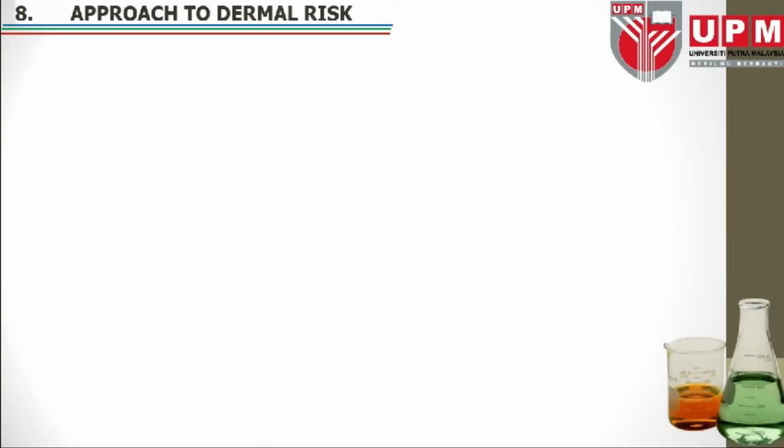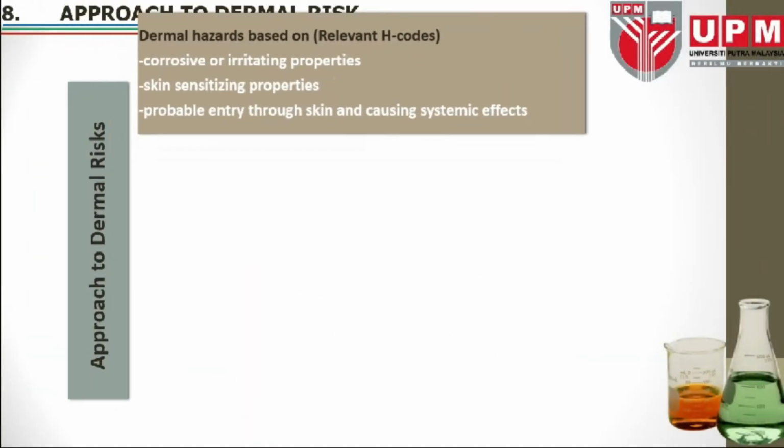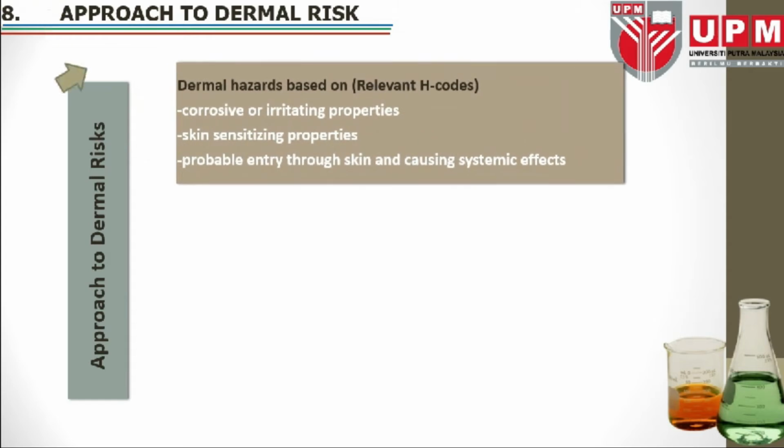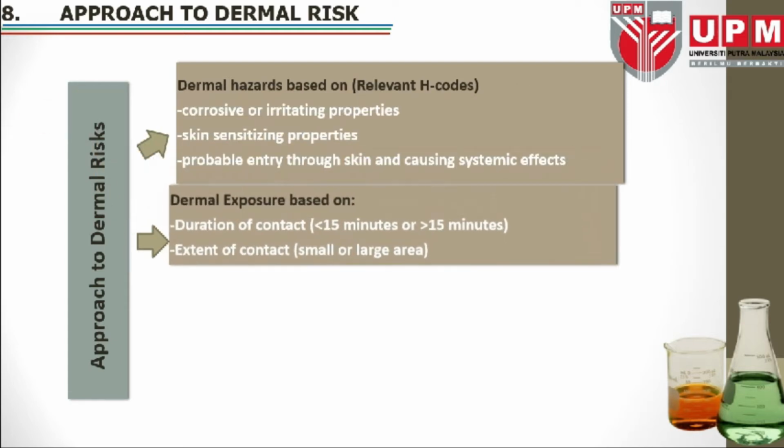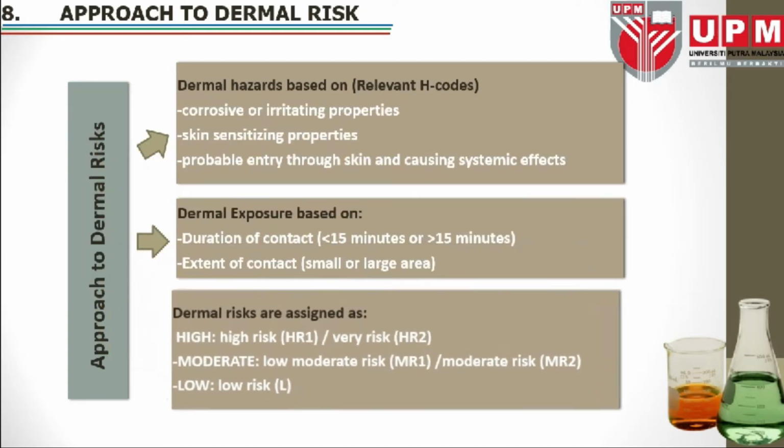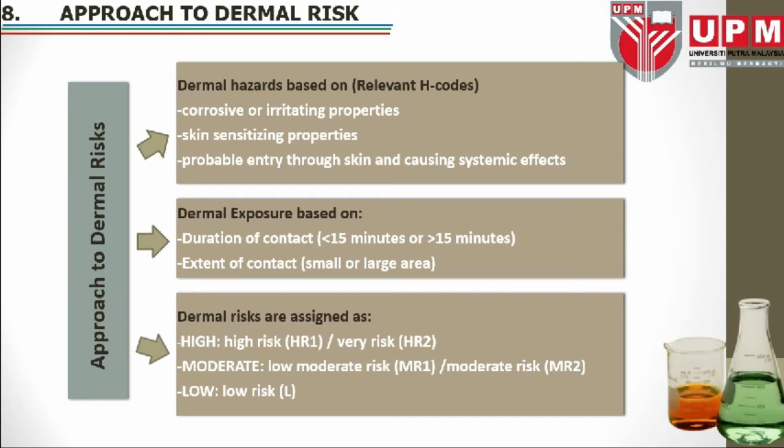3 approaches to dermal risk were added into the 3rd edition manual. First is dermal hazards based on relevant H codes, which expose with corrosive or irritating properties. Second is dermal exposure based on duration of contact. Third is dermal risk that is assigned with 3 levels of risk, which are high, moderate, and low.